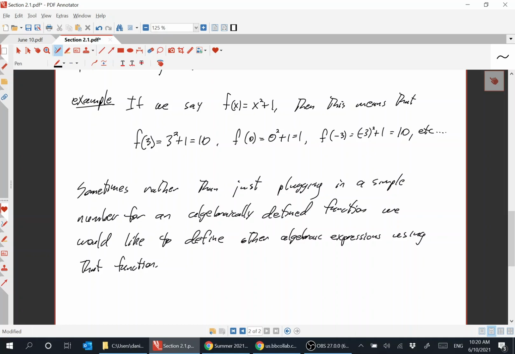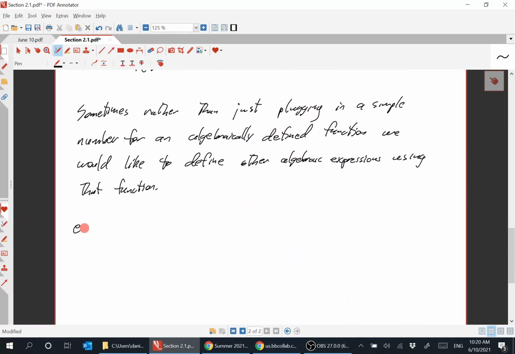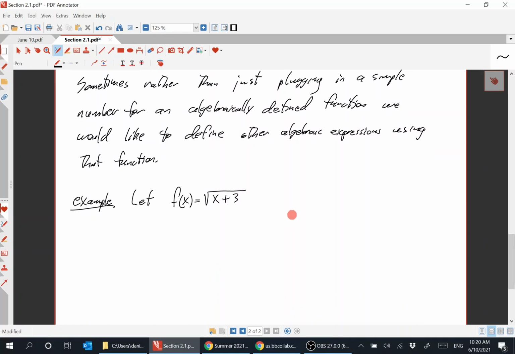So, for example, let f of x be equal to, let's say, square root of x plus 3, something like that. So f of x is defined algebraically using square root of x plus 3. So let's evaluate these algebraic expressions using f.